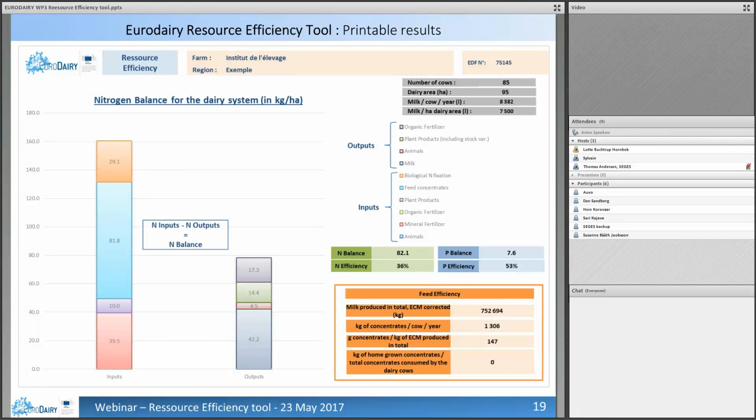So in the inputs, you have a color code where you can find the animals bought on the farm, the mineral fertilizer, the organic fertilizer, the plant products, the feed concentrates, and biological fixation. And for each input, you have the average quantity of nitrogen imported or purchased. And on the right side of the graph, you have the same information for the different outputs. So organic fertilizer, plant products, animals, and milk.